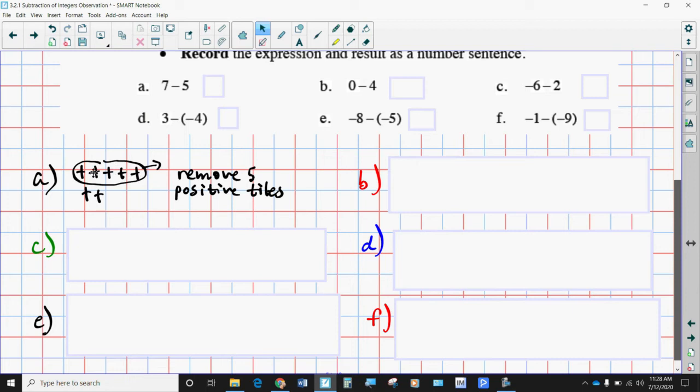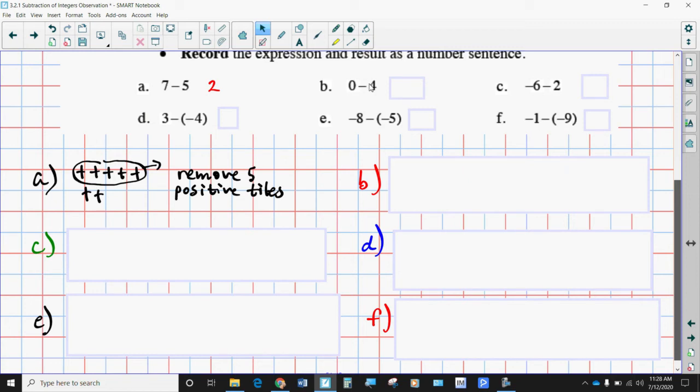So we started with 7, 1, 2, 3, 4, 5, 6, 7. We removed 5 positive tiles. What does that leave you with? Leaves you with 2 positive tiles. So your answer to 7 minus 5 is 2. And you look at that and it's like, well, yeah, we've been doing that since first grade, right? I knew what 7 minus 5 was. Well, here's the model for it. This proves that that works, okay?